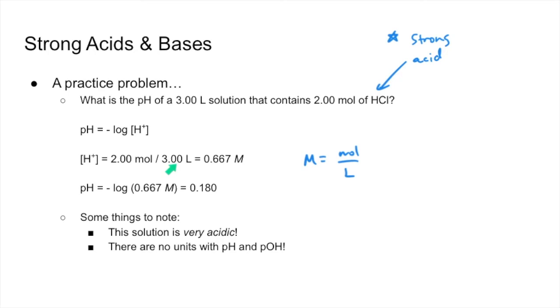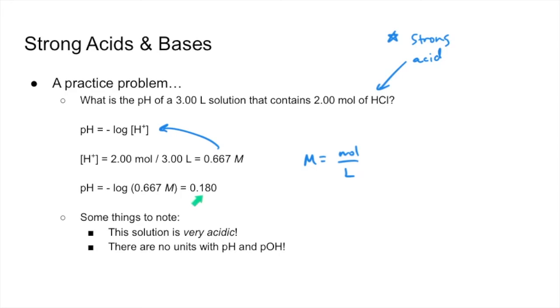Volume, 3.00 liters, which means the molarity of the hydrogen ion here is 0.667 molar to 3 significant figures. That is what we are going to plug into our equation for the hydrogen ion concentration. So pH is negative log of 0.667 molar. And when you type this into your calculator, it will point back to you 0.180.